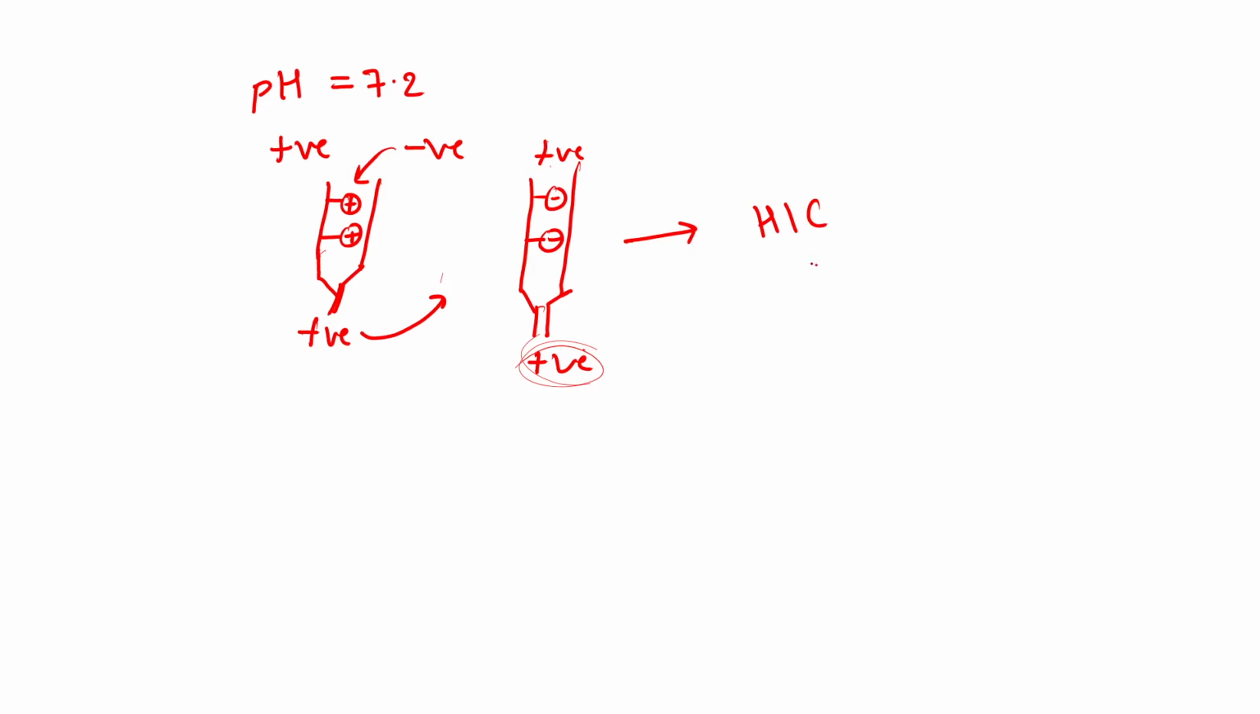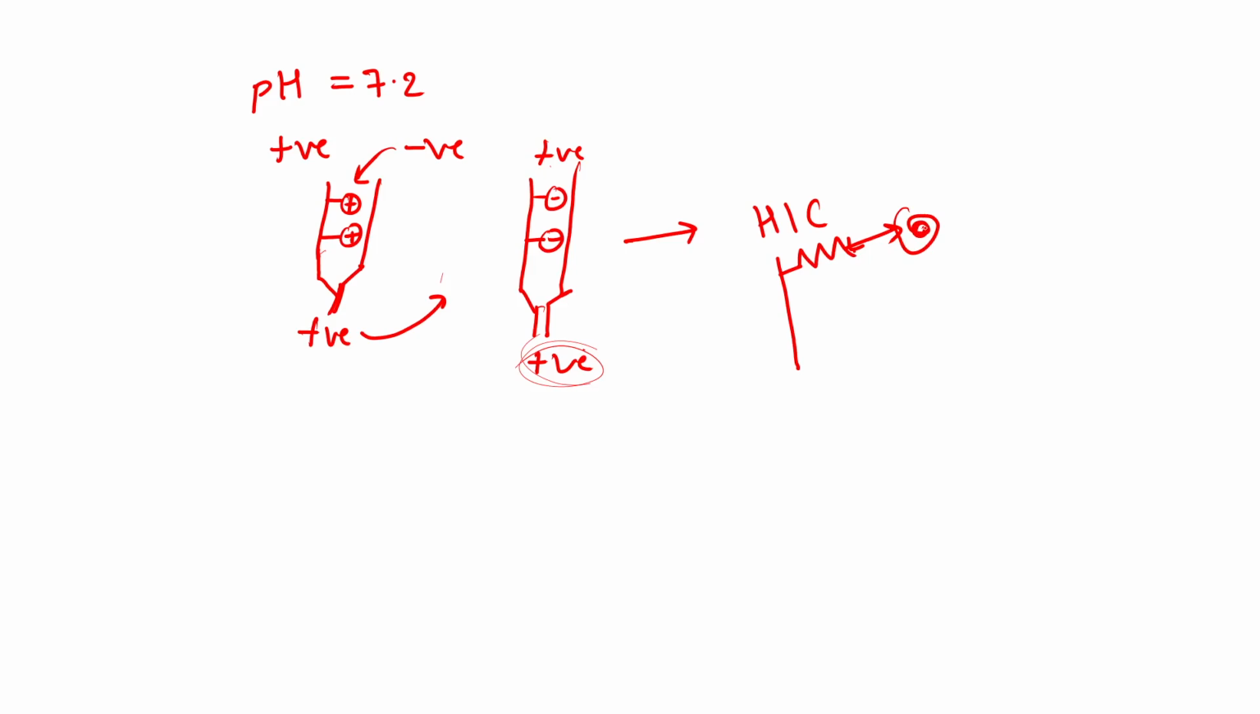This is based on the hydrophobicity. The matrix will have a hydrophobic group, let's say an alkyl chain or a phenyl chain. So, a hydrophobic matrix will be there. The protein's inner core is always hydrophobic, so the column will interact with the hydrophobic part of the protein. How will this hydrophobic part get exposed? It will get exposed at a high salt concentration.